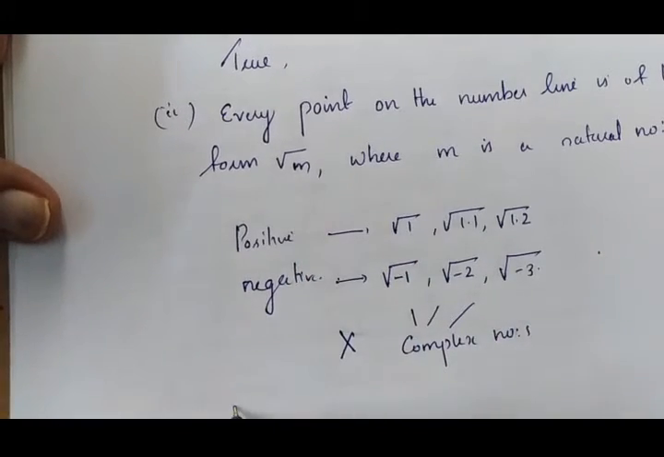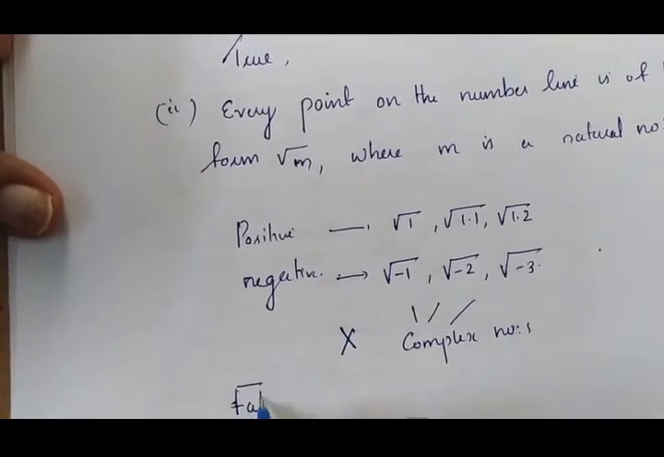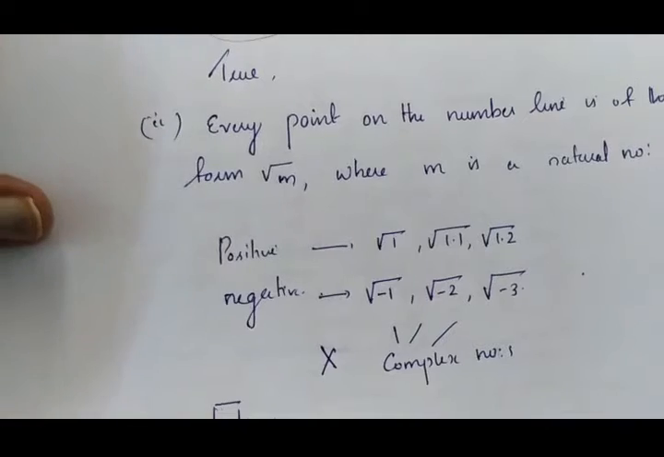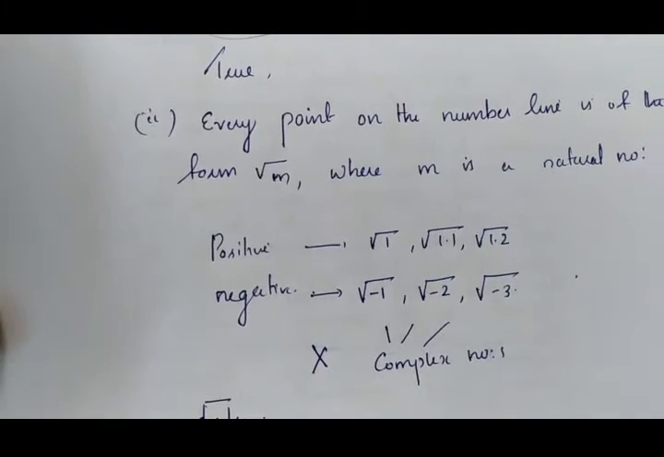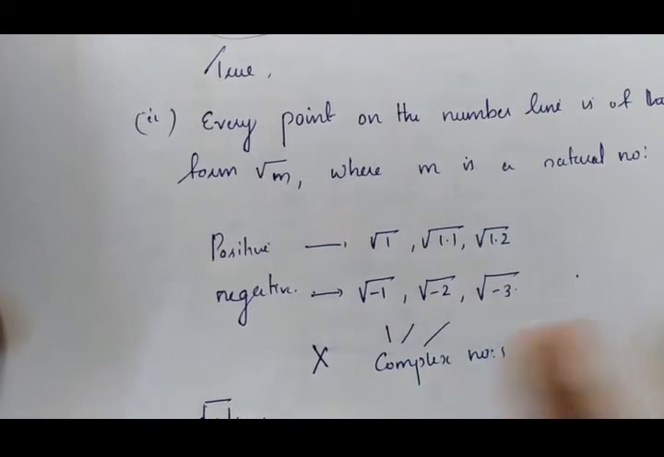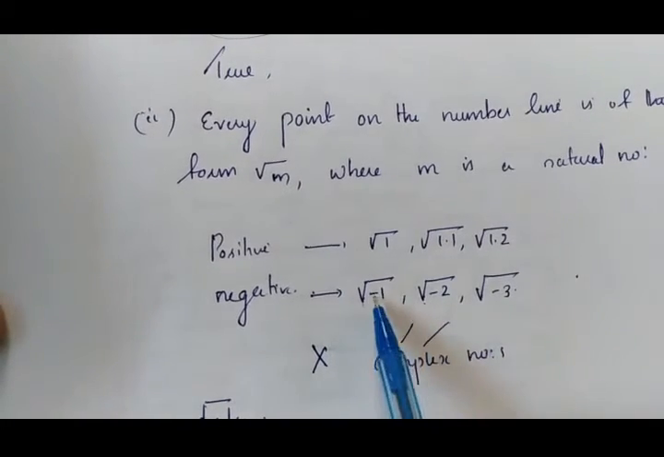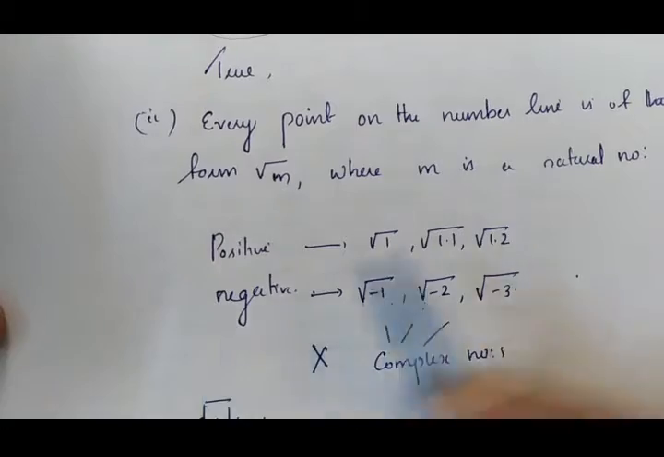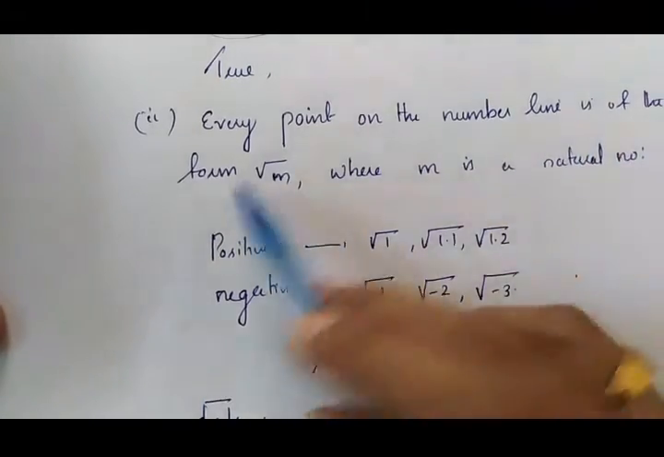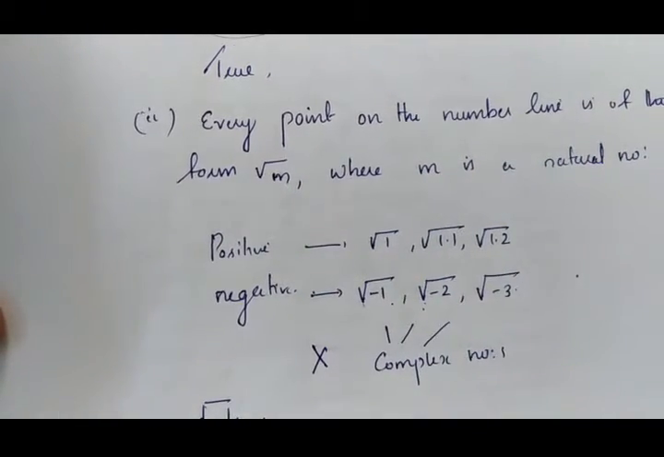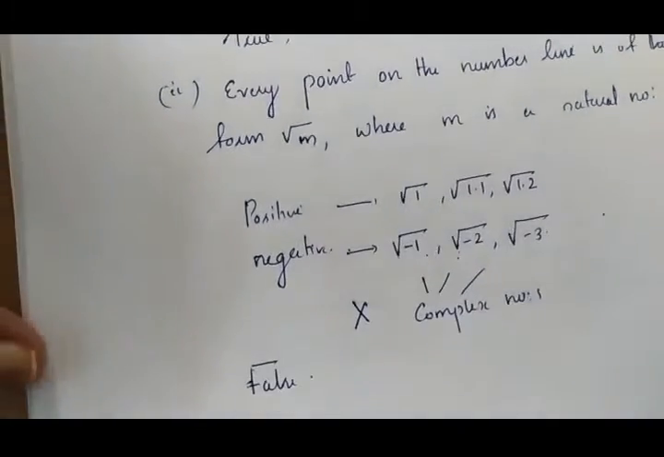So the given statement is false. Once again, the number line includes all types of numbers, real numbers, rational numbers, but this kind of number we can't represent on the number line. So the statement that every point on the number line is of the form root m is a false statement.